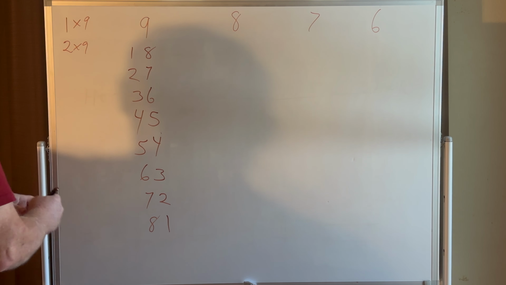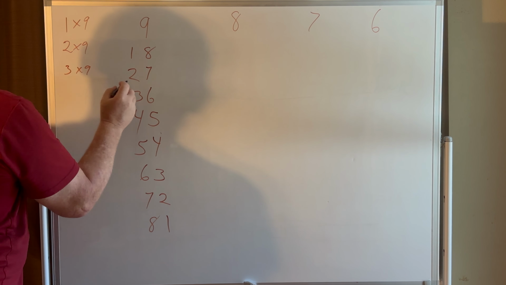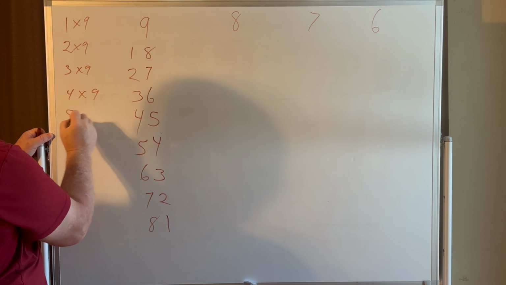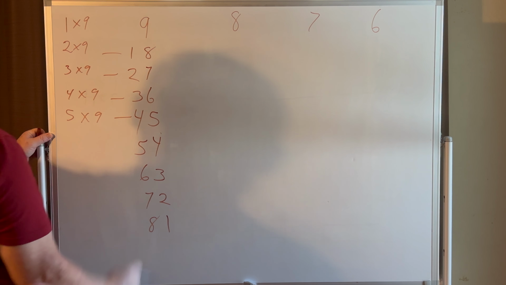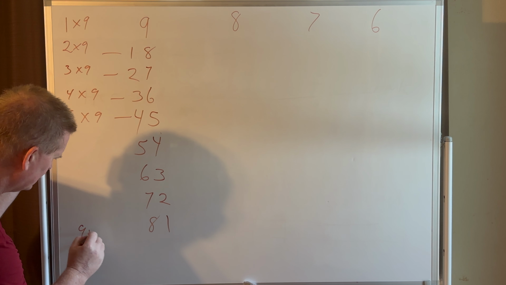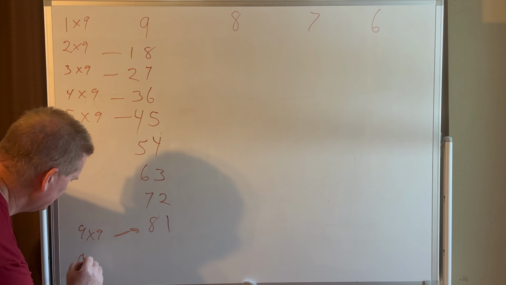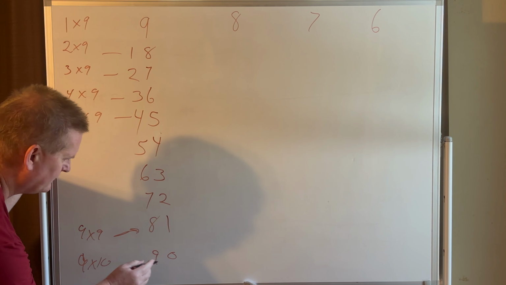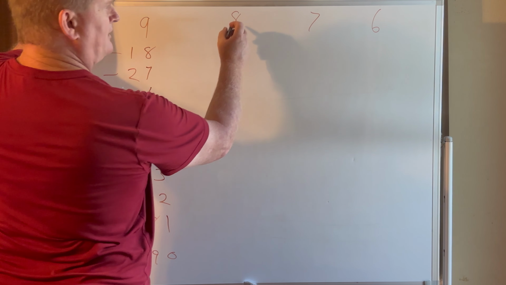Right? 9 times 3, or 3 times 9, equals 27. 4, 9, 5, 9. Right? Are you seeing that? All the way up to 9 times 9 equals 81. 9 times 10, you got 90. Down 1, up 1, right? 9s are 1s. 8s are 2s, right?